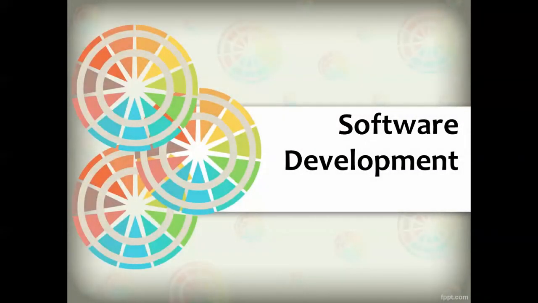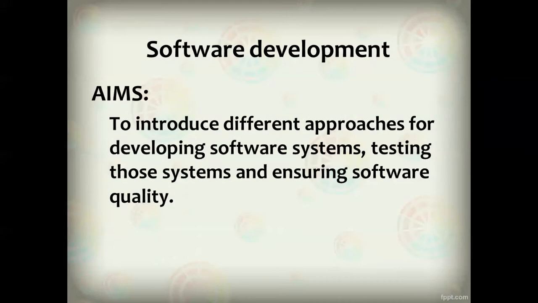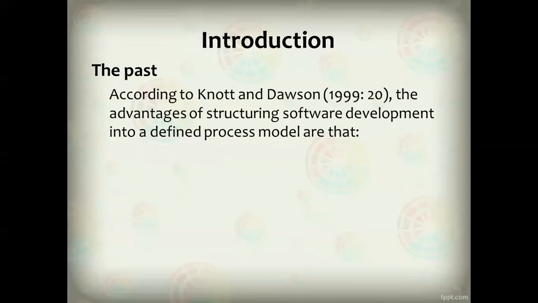Software Development. Chapter 6. Aims: to introduce different approaches for developing software systems, testing those systems, and ensuring software quality. Introduction.